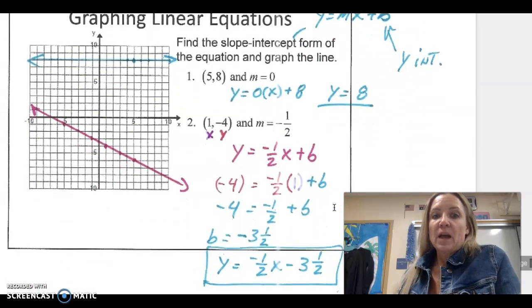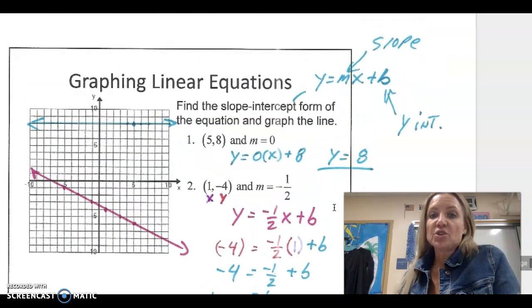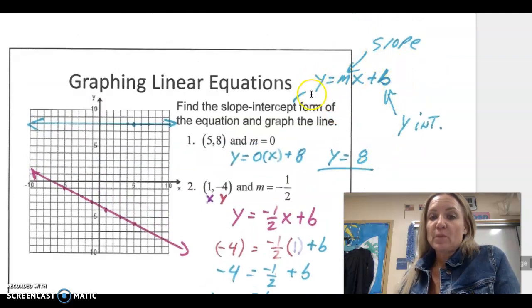All right, so now we want to find the slope-intercept form of the equation of the line. So hopefully you remember the equation is y equals mx plus b. Like I already told you, whatever slope you get goes in for m, usually a fraction, but not always. And whatever your y-intercept is goes in for the b.